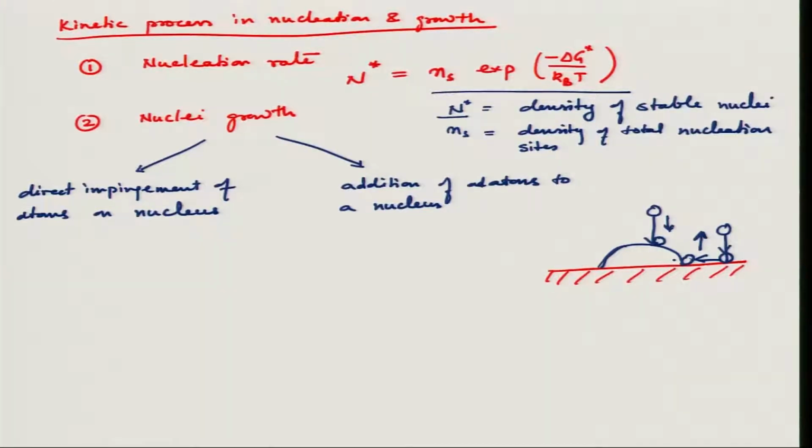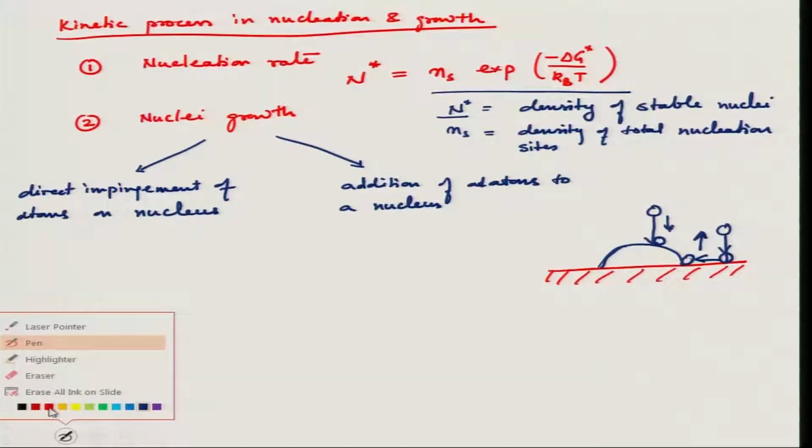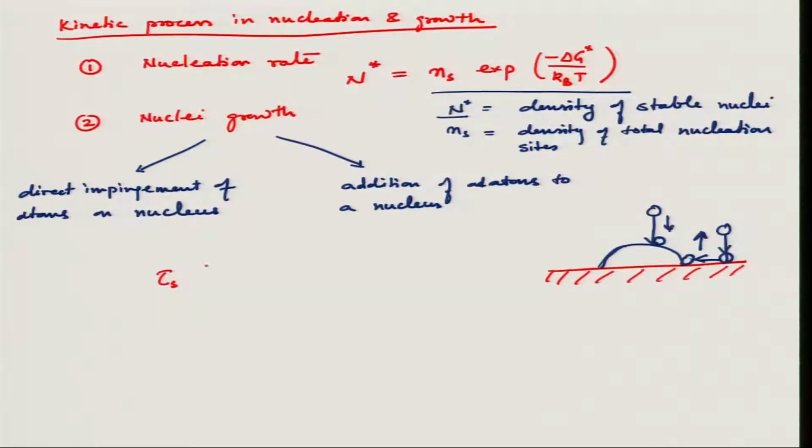Now, what is this time period? Let us define this time period as tau s, which will be equal to 1 over mu exponential energy of desorption divided by kBT. Mu is the jump frequency. How many jumps this atom makes per unit time, which is typically of the order of 10 to the power 13 per second. So, one atom makes 10 to the power 13 jumps per second.